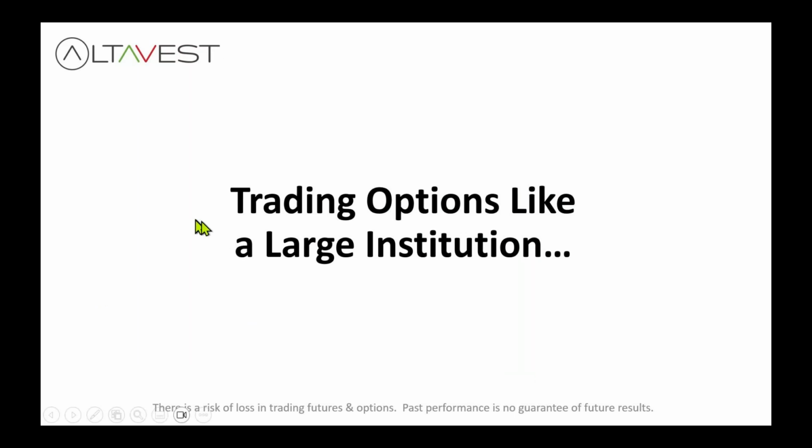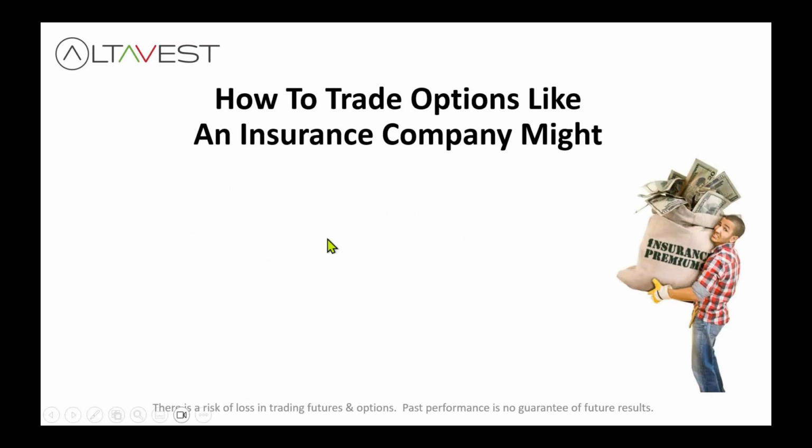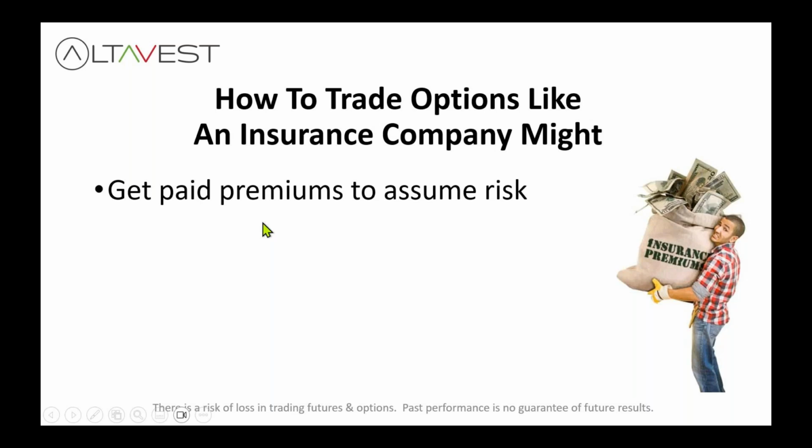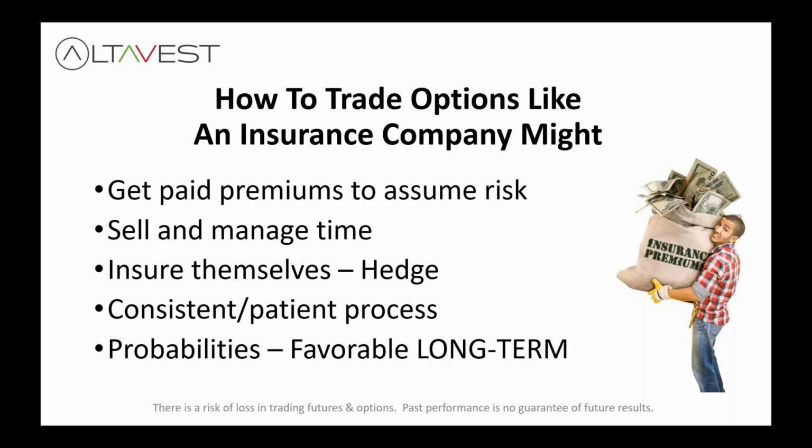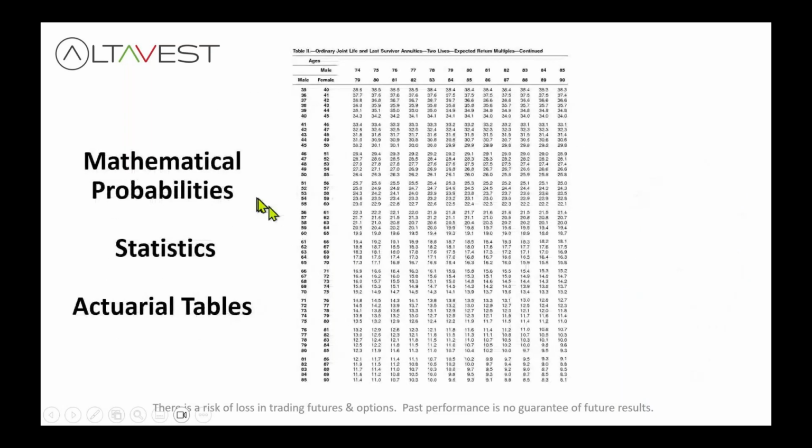Let's give you an example of how these bigger entities do it. Like an insurance company might, they're simply looking to get paid to assume risk. They sell and manage time. They're insuring themselves all along the way, so they're always hedged. And then they're consistent and they're patient in their process. And they use math and probabilities basically to favor them in the long term. Statistics, actuarials, you understand kind of what they're doing behind the scenes.